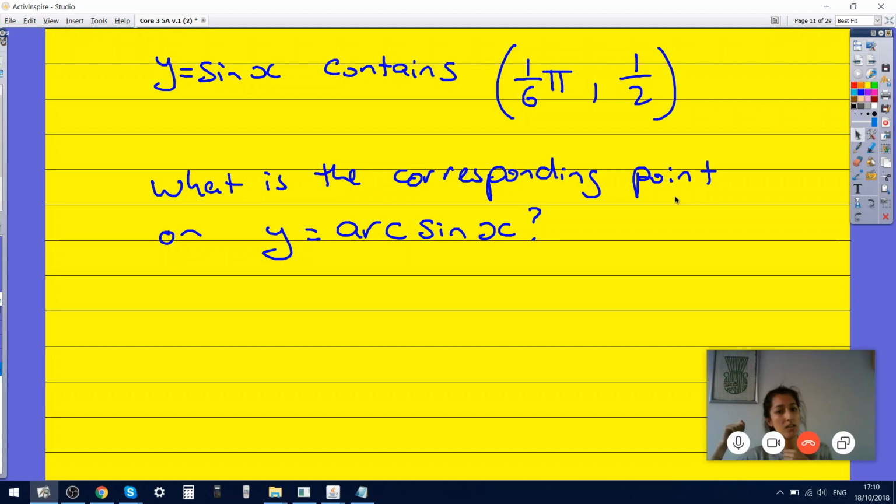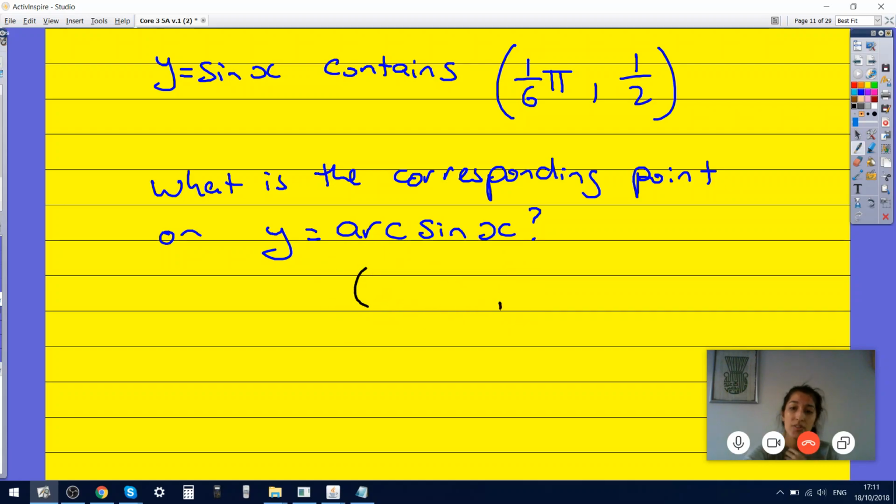What did we say about a function and inverse function? The x coordinate of the function is the y coordinate of the inverse. Yeah. So where is the corresponding point on the inverse? Arc sine x is the inverse function of sine x. Is the y coordinate. Just the coordinates of the point.